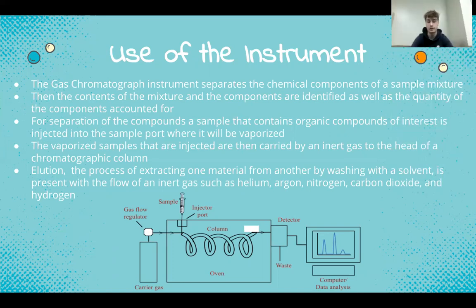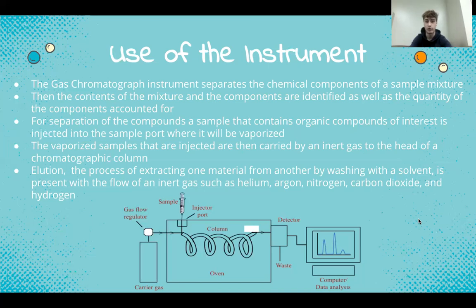So if you look down at the graph down here, you see where it says sample and then the injector port. So that's what it's talking about right there. You inject it and then it becomes vaporized. The vaporized samples that are injected are then carried by the inert gas to the head of the chromatographic column. And so you can look down here, you see that little spiral thing. So it goes through that column to the head.